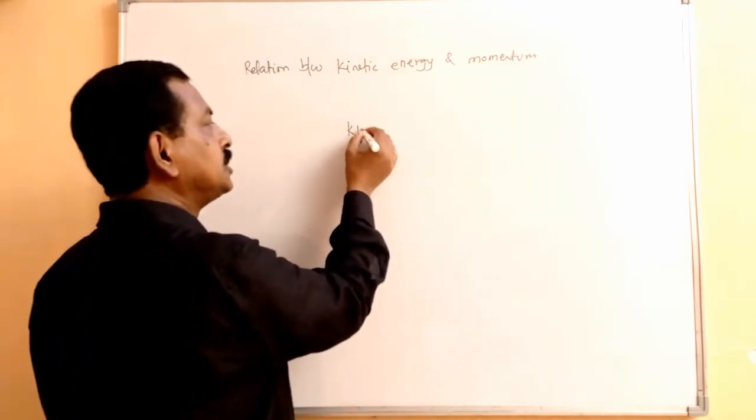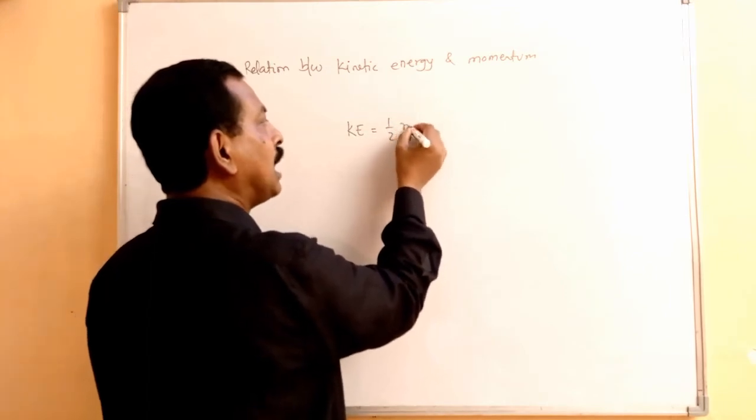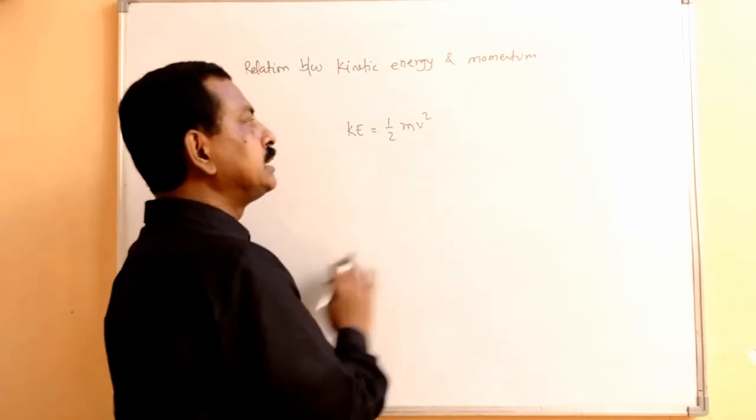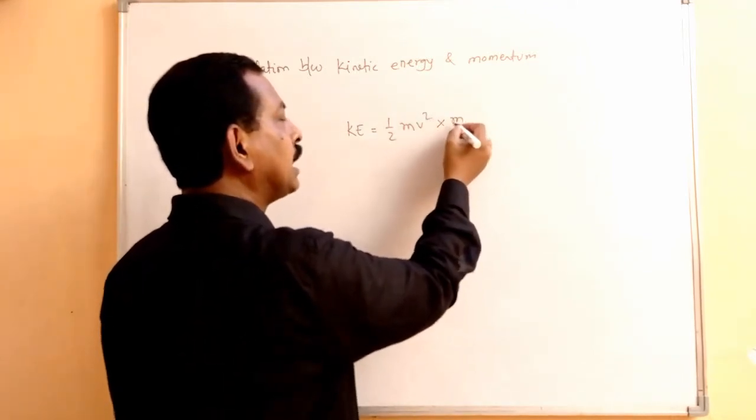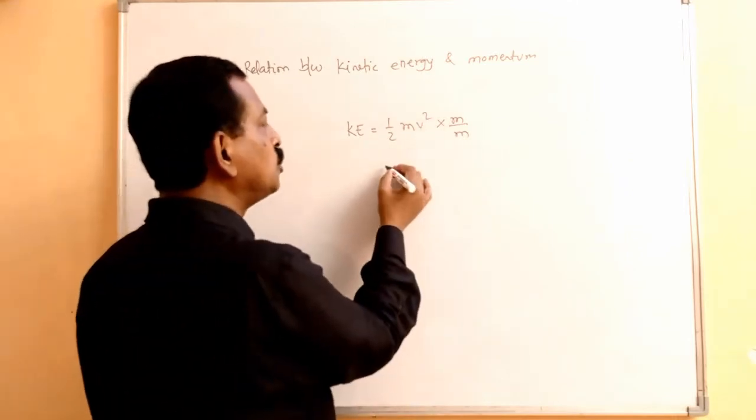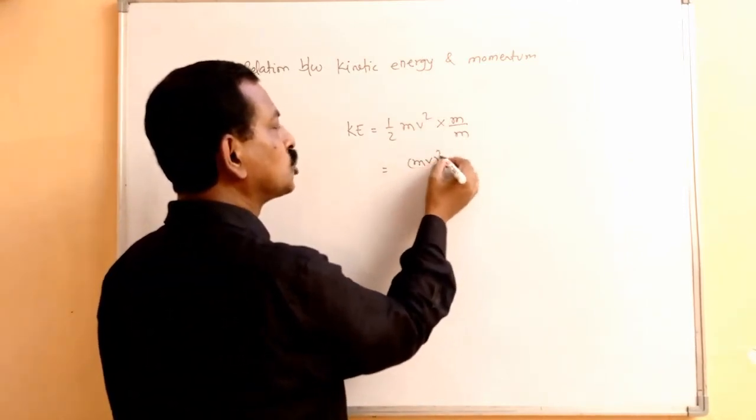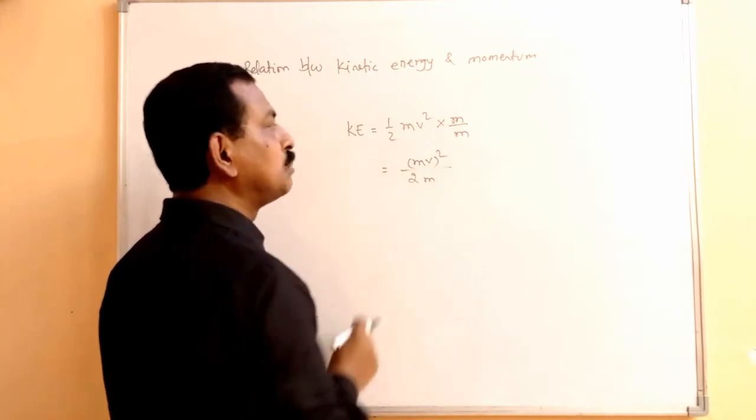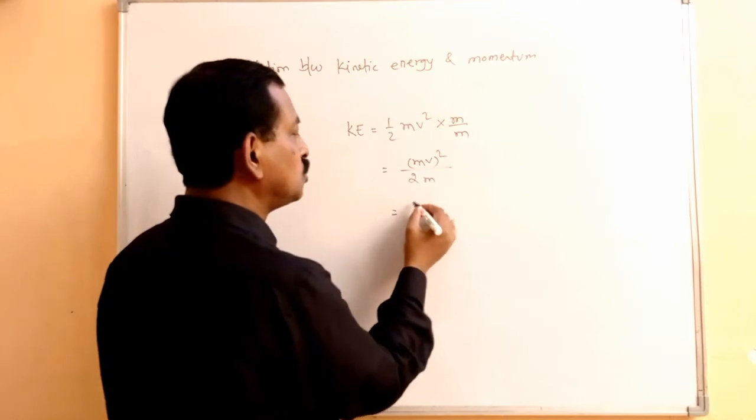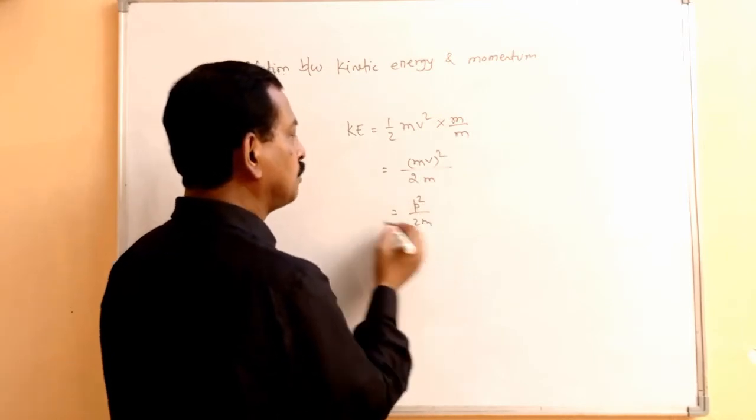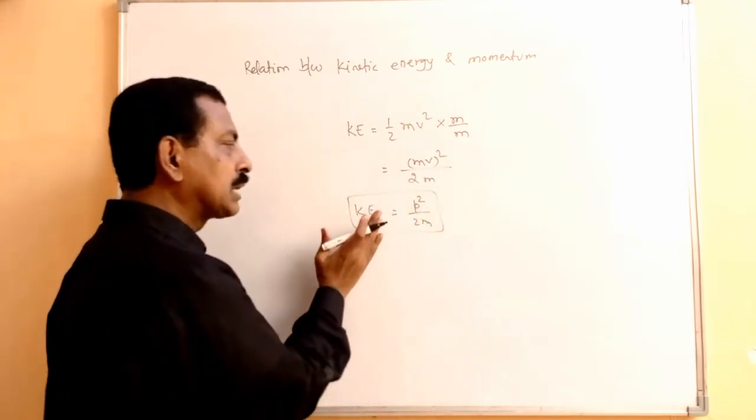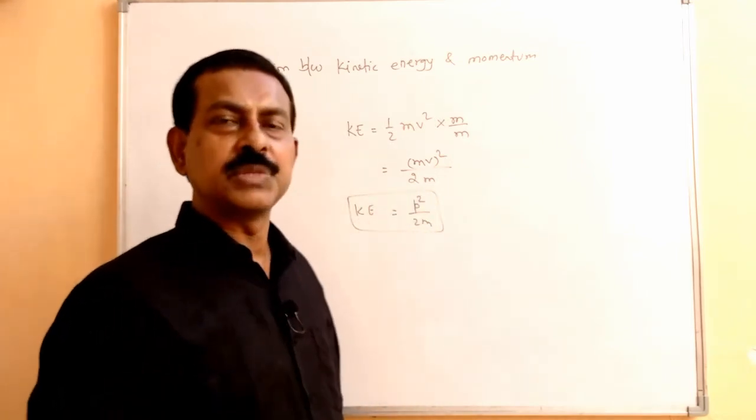Now, kinetic energy we have taken as half mv square. This is the kinetic energy. If you simply multiply by m and divide also by m, the term in the numerator will be mv whole square divided by 2m here. And what is this term? This is the momentum. So this is your p square by 2m. This is the kinetic energy. So this is the relation between kinetic energy and momentum.